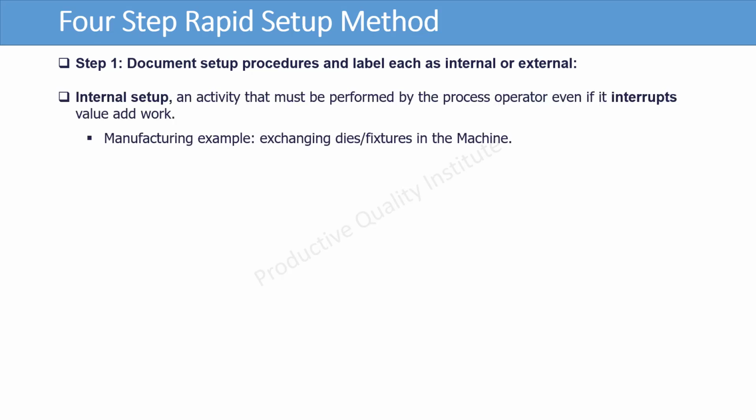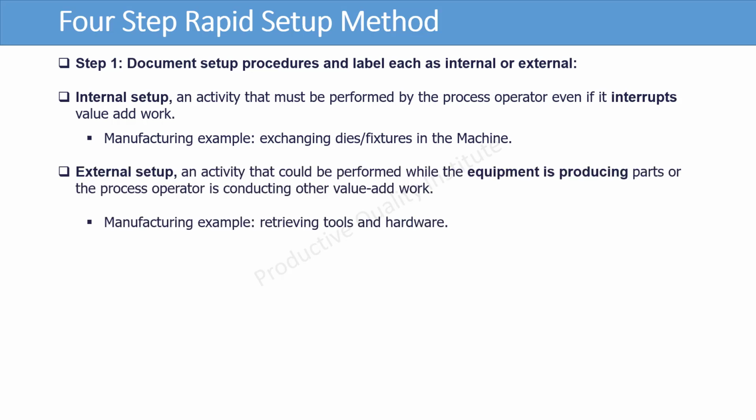Step 1. Document the setup procedures and label each as internal or external. Internal setup: an activity that must be performed by the operator of the process, even if it interrupts value-add work. Manufacturing example: exchanging dies or fixtures in the machine. External setup: an activity that could be performed while the equipment is producing parts, where the process operator is conducting other value-add work. Manufacturing example: retrieving tools and hardware.